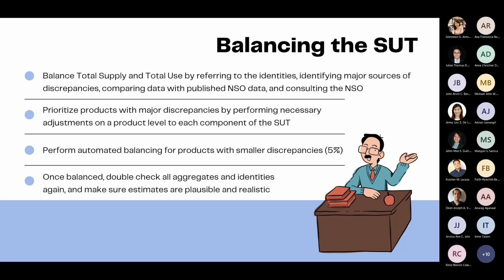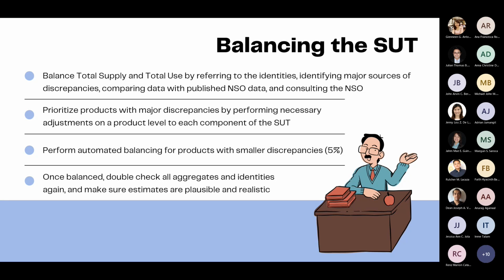So then this means that supposed totals must not introduce too much noise to the new IC matrix, which is why we limit discrepancies to below 5%. And of course, once balanced, we need to double check all aggregates and identities again and make sure that the estimates are plausible, realistic, and these are agreed upon with the NSO.